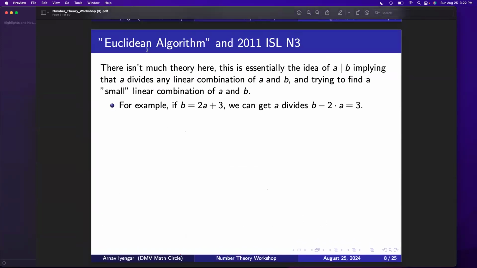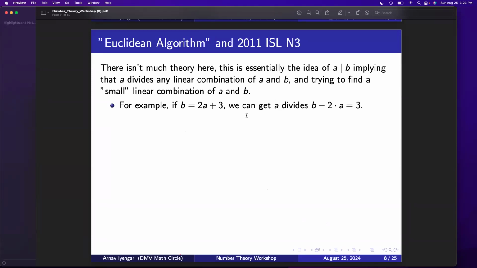Okay, so now we're going to talk a little bit about the Euclidean algorithm and a problem involving it. This is not very theory based. It's more just the idea that if A divides B, then A has to divide any integer linear combination of A and B. If you can find something small, for example B is equal to 2A plus 3, you get that A has to divide B minus 2A, which is 3. Since A divides 3, if A is positive, A has to be 1 or 3, and that's a pretty good restriction on A.